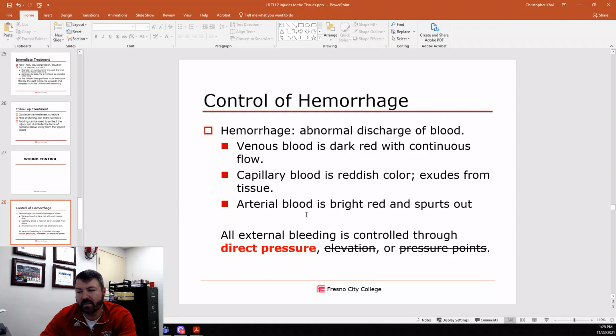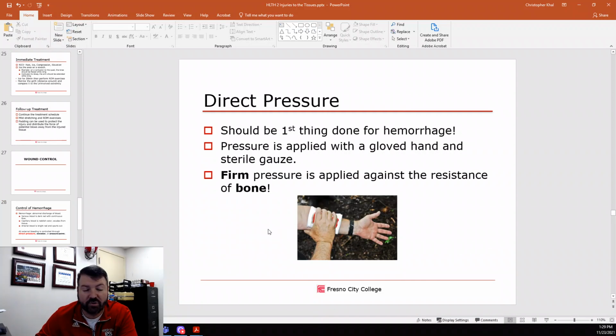And so to control all of these, the best one is going to be direct pressure. I'm going to talk about elevation and the pressure points, which we were previously taught a while ago. But direct pressure is going to be the gold standard for this. So direct pressure is the first thing done for hemorrhage.